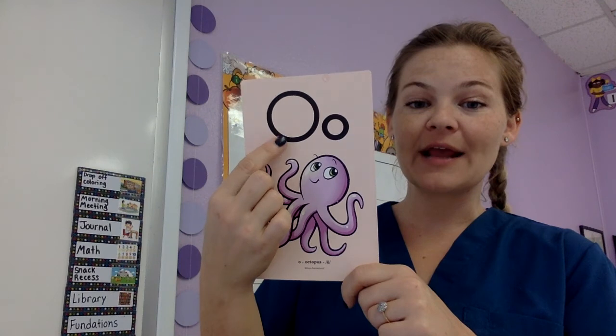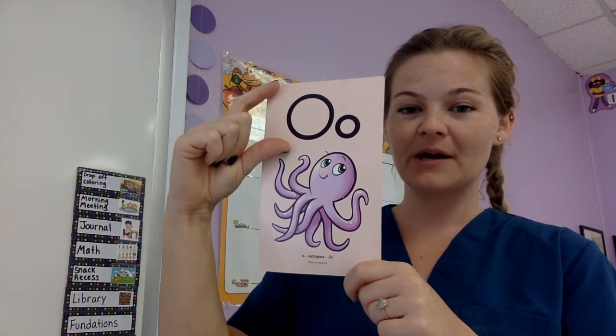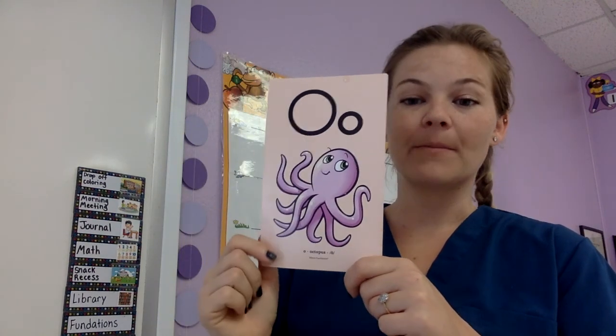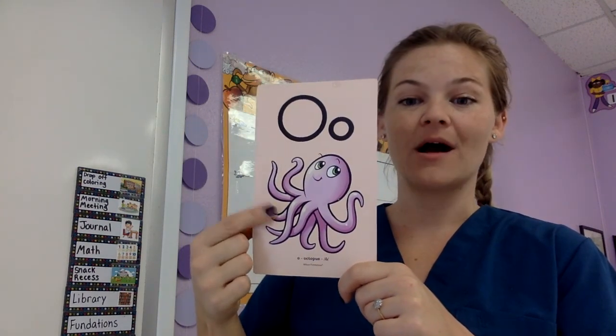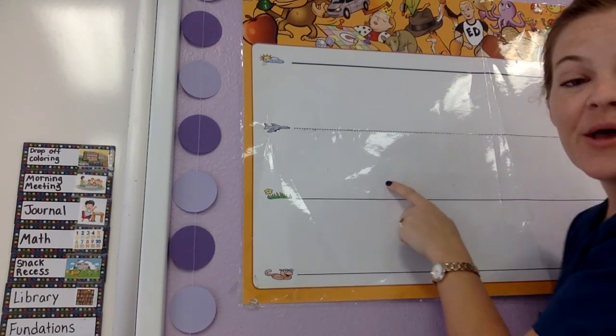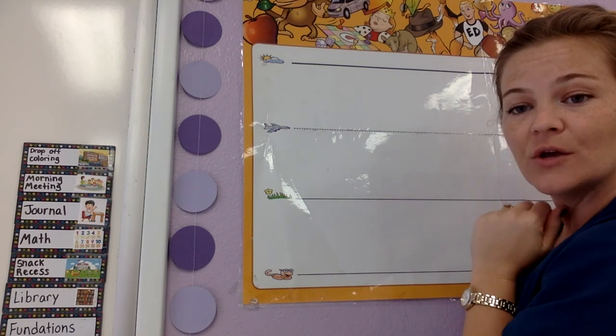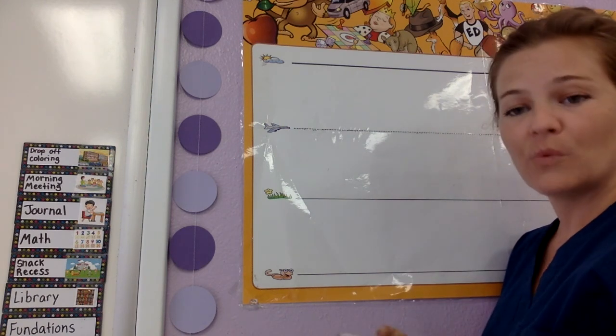Now you're going to see that capital O, big O, looks just like little o, except capital O is bigger, little o is littler, but they both make the ah sound like octopus. Okay, so for this, you're going to need your dry erase marker and your dry erase board. Now, I'm going to use this big one so you can see really well. You can use the big side of your dry erase board, or you can use the little side where the lines are closer together. It's up to you, whatever you feel more comfortable with.